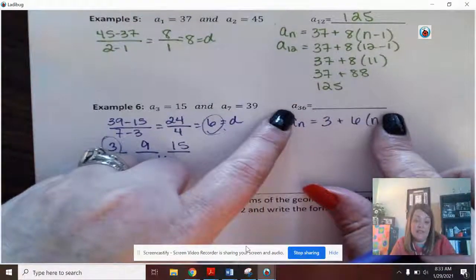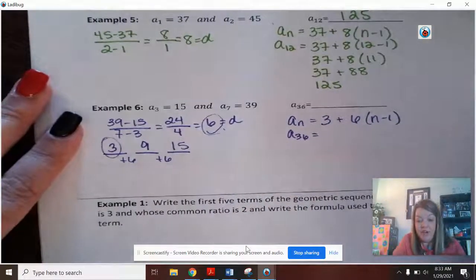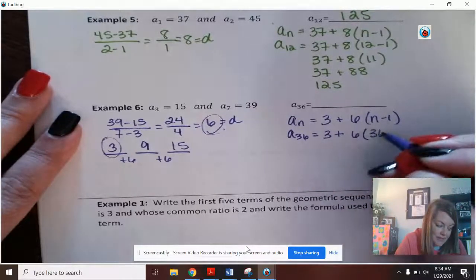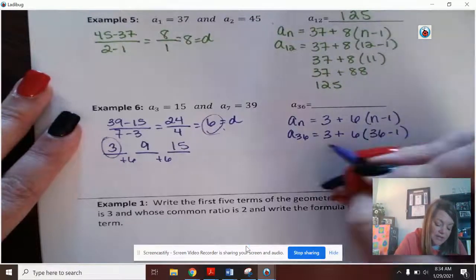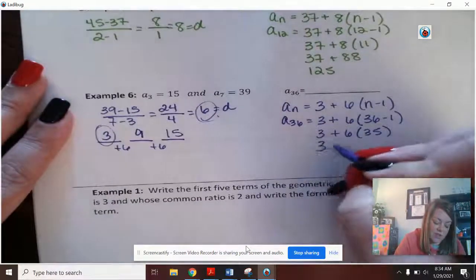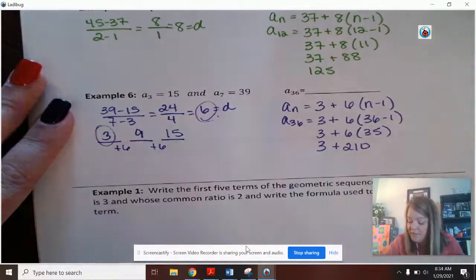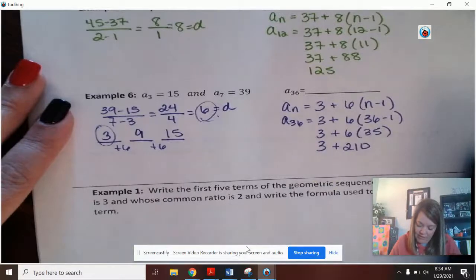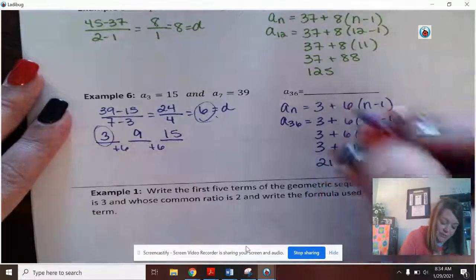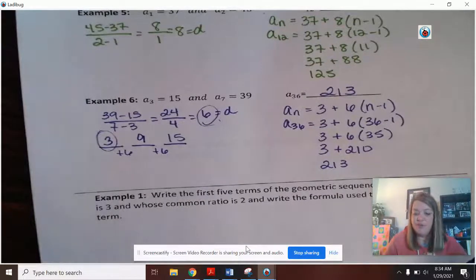Well, I'm going to find the 36th term, so I'm going to find a sub 36. That means I plug 36 in for n. So 3 plus 6 times 36 minus 1. So 3 plus 6 times 35. That's 3 plus 35 times 6 is 210. Let's check that real quick. 35 times 6. Yep, 210. Okay, and 210 plus 3 would be 213. So the 36th term of this sequence is 213.